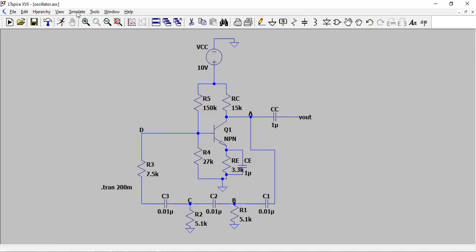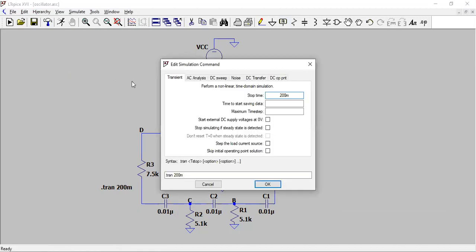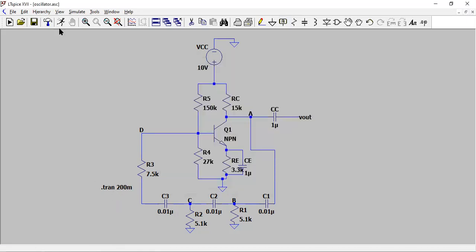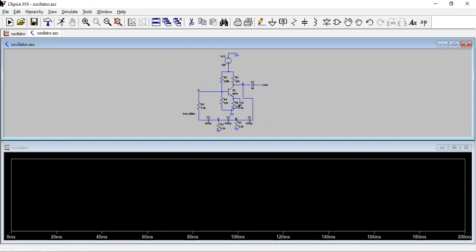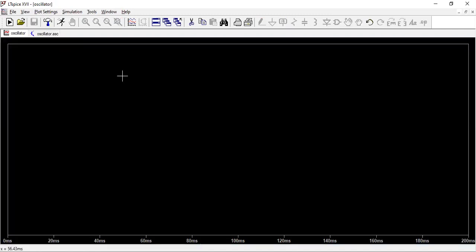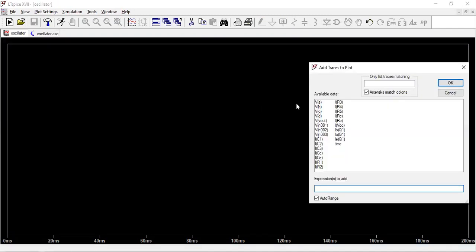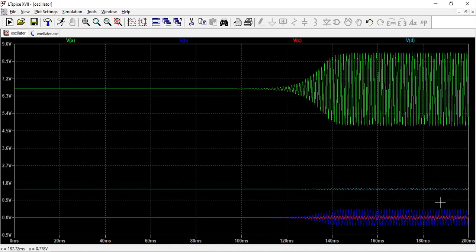After that, go to simulation, edit simulation command, transient analysis, and specify the stop time. I have given 200 milliseconds, then click OK. Place it here, then run the simulation. You can check the voltage at all the points A, B, C, D, or otherwise right click and add a trace. You can select VA, VB, VC, VD, then click OK. All the traces are added.